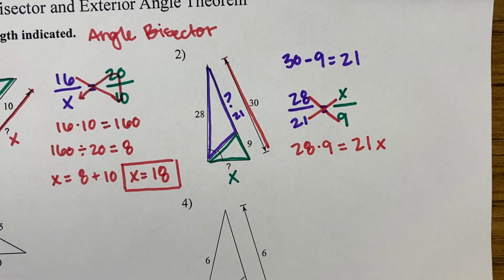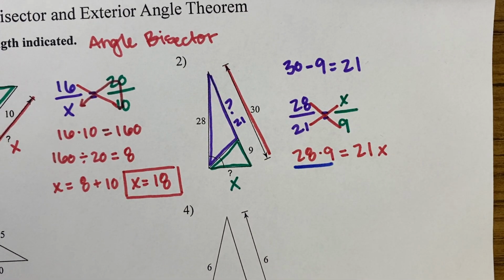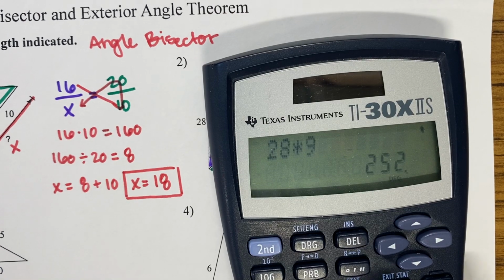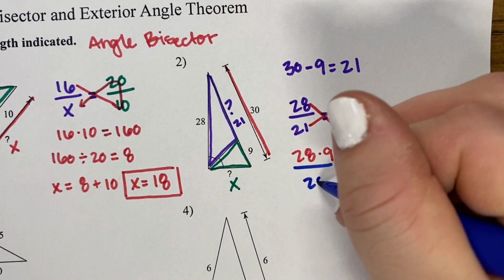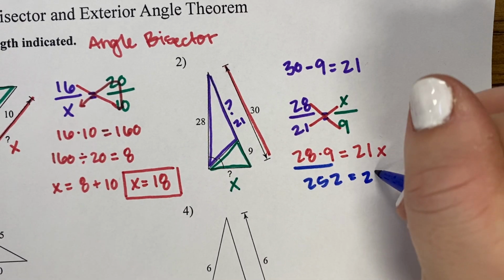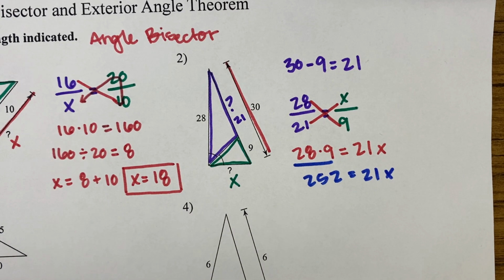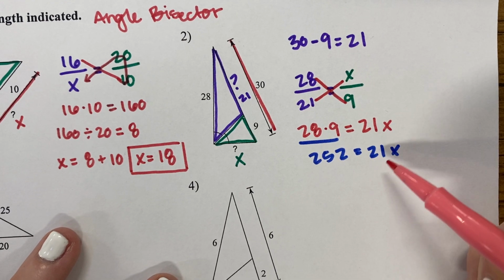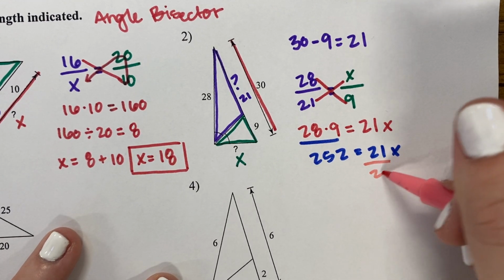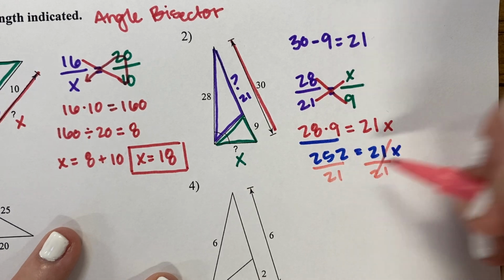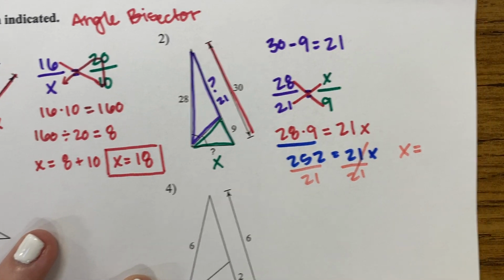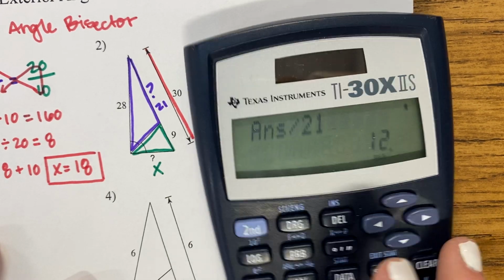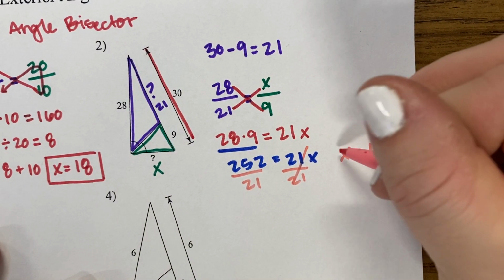Okay, so this is going to give me 28 times 9. That's going to give me 252. So I have 252 equals 21x. Now it's just an equation that we're solving. So in order to get x by itself, I need to do the opposite of times by 21, so we divide by 21 to both sides. And we get x is equal to 252 divided by 21, which gives me 12.